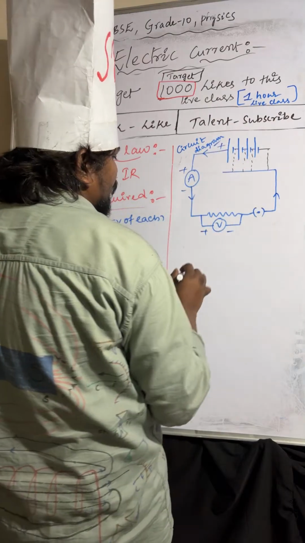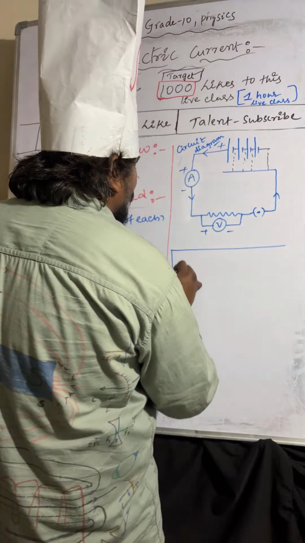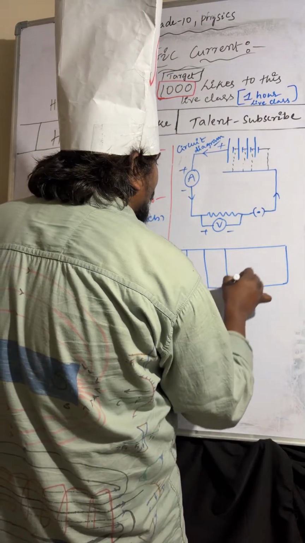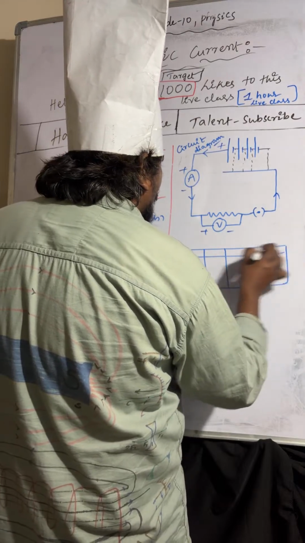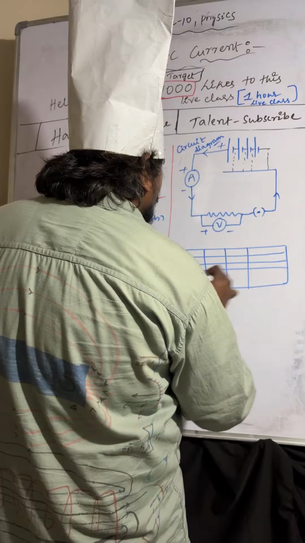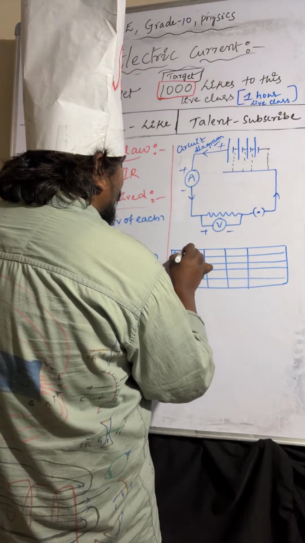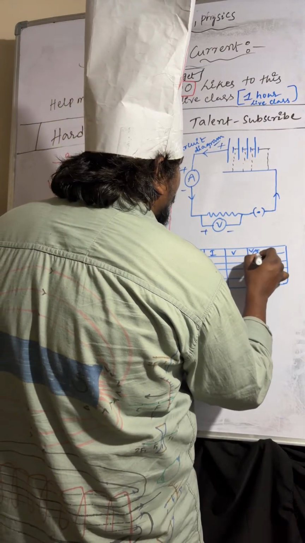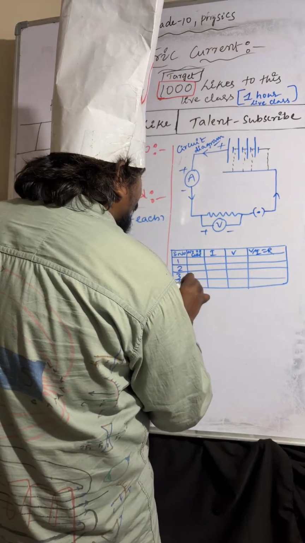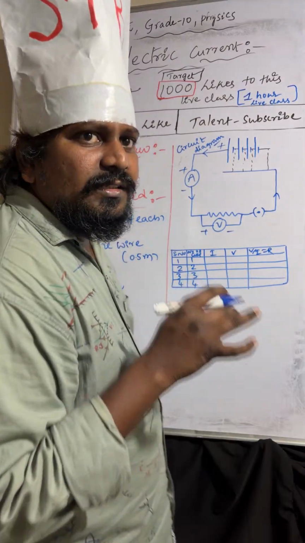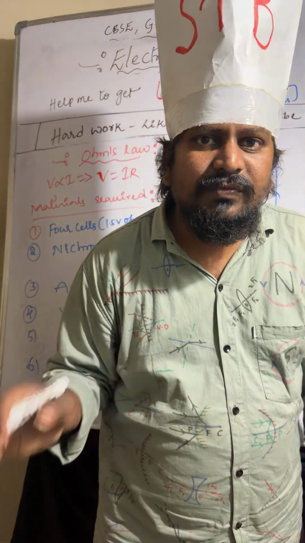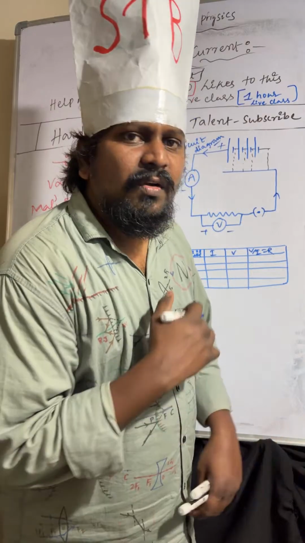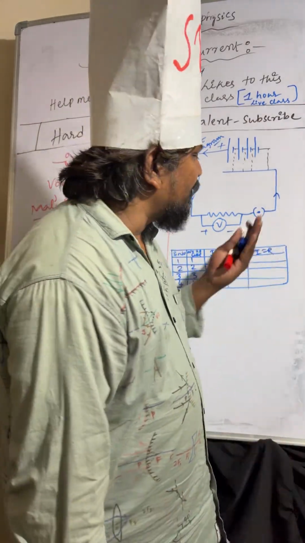And coming to the next one, tabular column. So this is the tabular column: serial number of cells, ammeter reading, voltmeter reading, V by I, that is R. Serial numbers 1, 2, 3, 4.